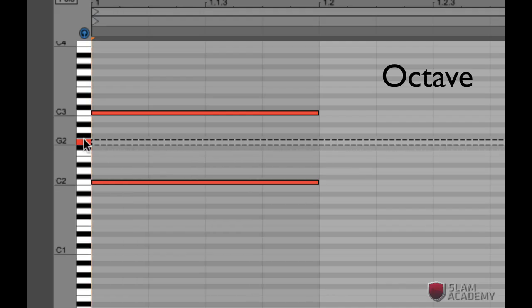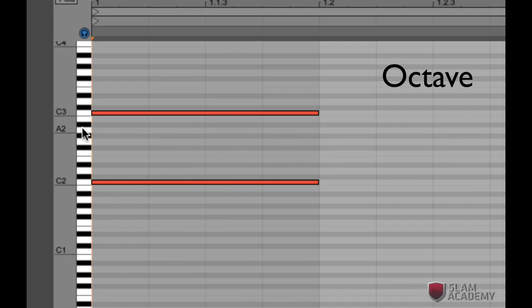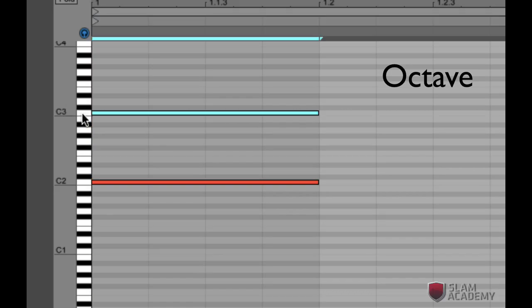G is our highest one, and then it starts over. A, B, and then we get C again. So why do we care? Why not just count up forever, right? Why do we repeat this? Well, these 2 notes, this octave, have a lot of really powerful similarities to them, those 2 notes.